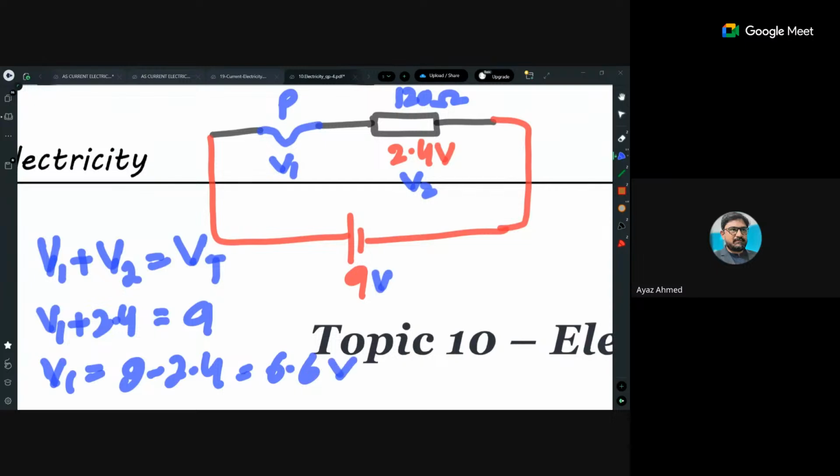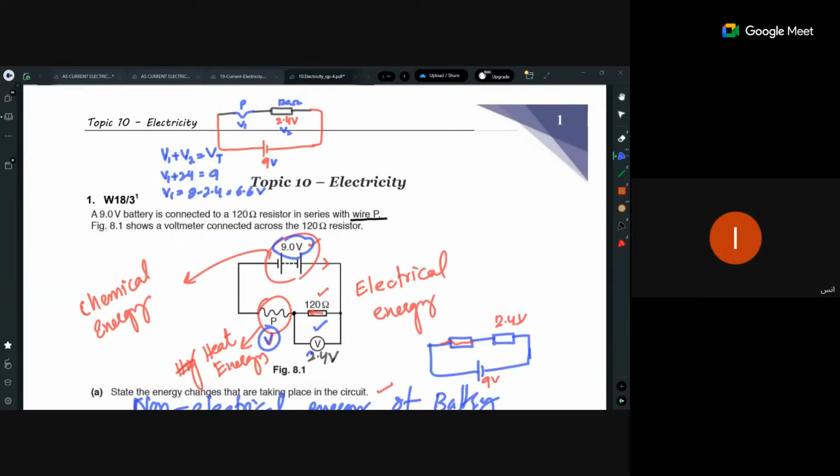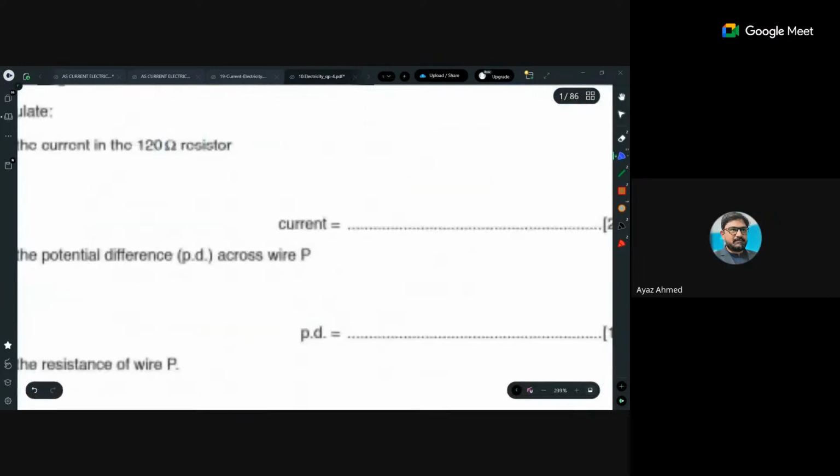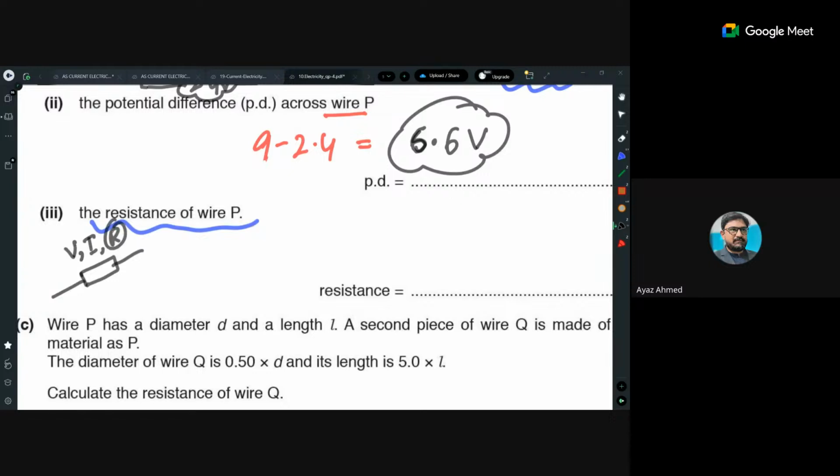Is this clear to all? Yes. Any doubt in that one? No, doctor. Okay, well done. So now this is that part, then the resistance of wire P. As I told you, make a clear concept for any component. If you have its V and its I, you can calculate R. If you have its R and I, you can calculate V, and vice versa.